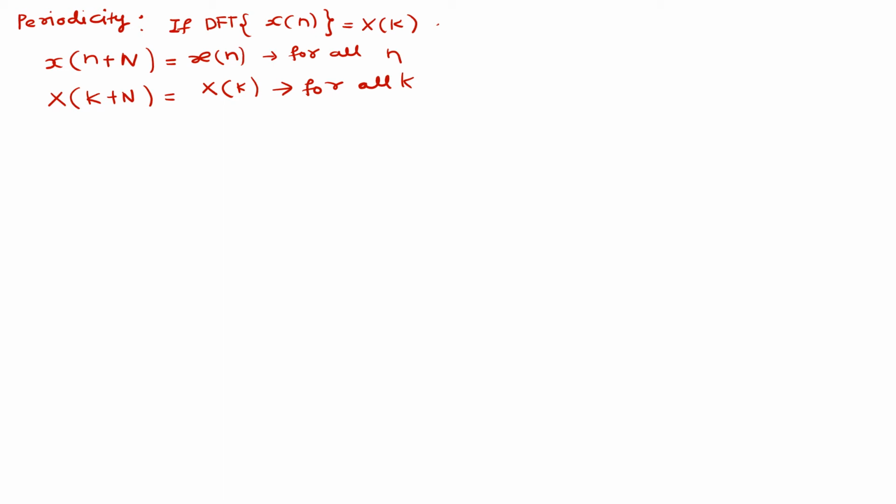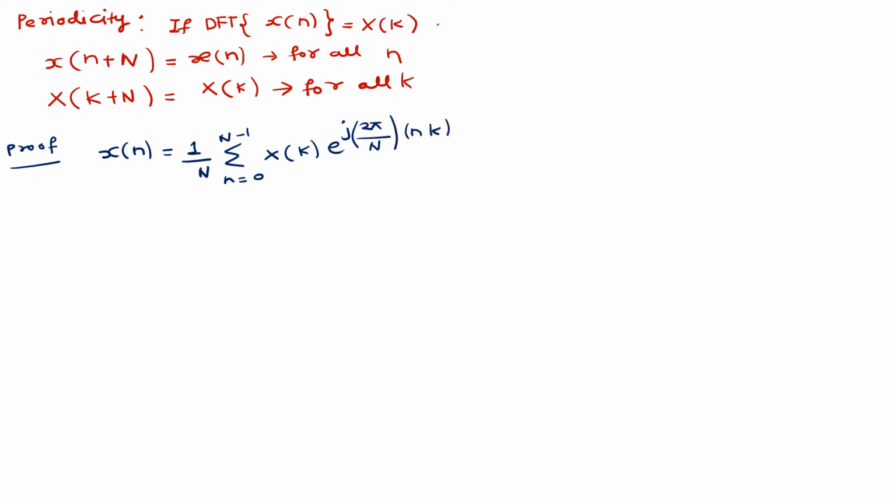So first we will take x of n. We find x of n by using the inverse DFT. So the inverse DFT formula is 1 by N, summation of k equal to 0 to N minus 1, X of k e power j 2 pi by N into nk. Okay, so this is the proof.